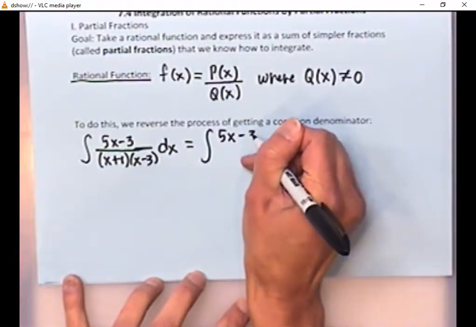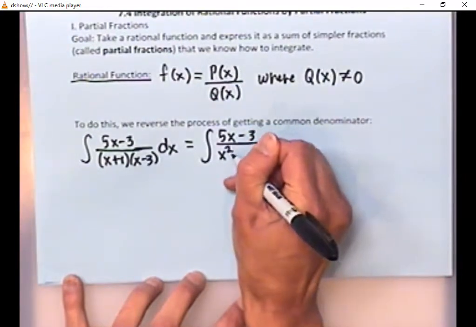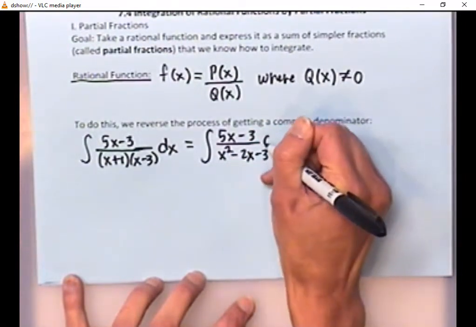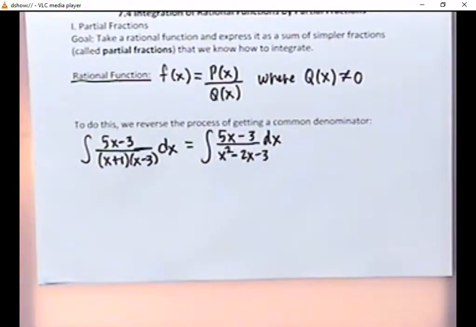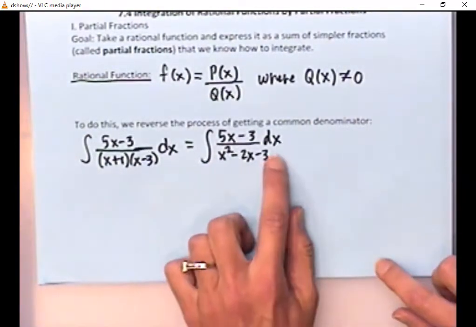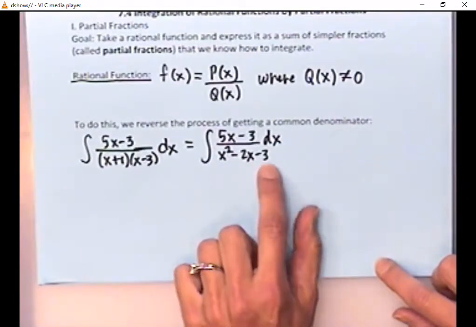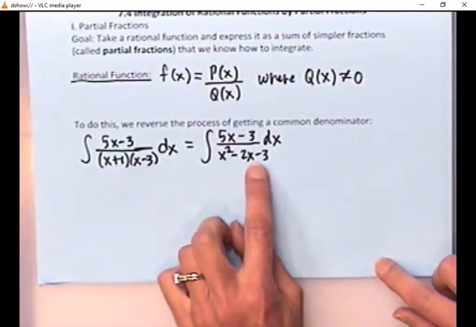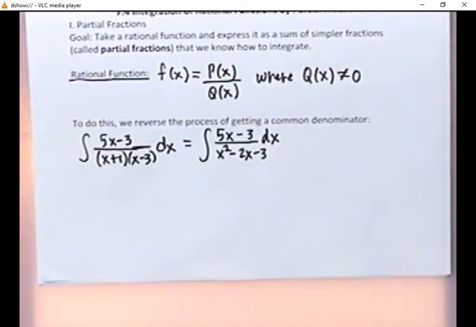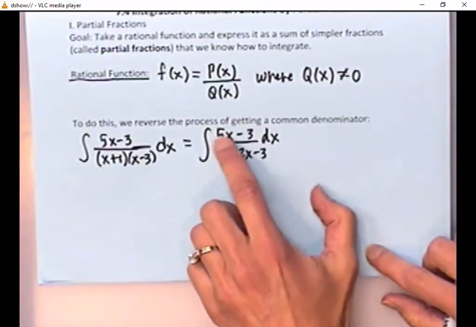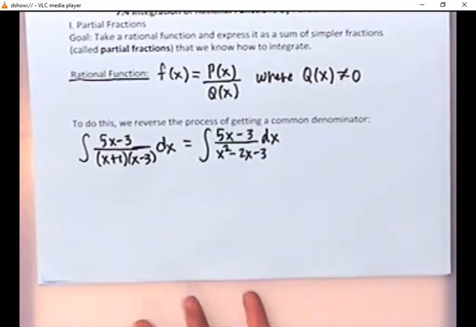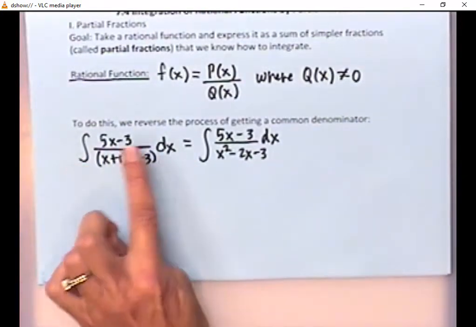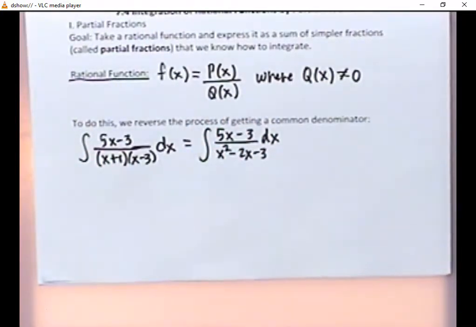If you distribute the bottom, you get something like x squared minus 2x minus 3. And so a u substitution might be, well, I might let u be this x squared minus 2x minus 3, the denominator, but then the derivative is 2x minus 2, and that will be difficult to get to match up to the numerator. The numerator here is 5x minus 3. How do I make that look like 2x minus 2? There's no real easy way to do that. So substitution is difficult here. So in this form or even this form, it's hard to integrate.